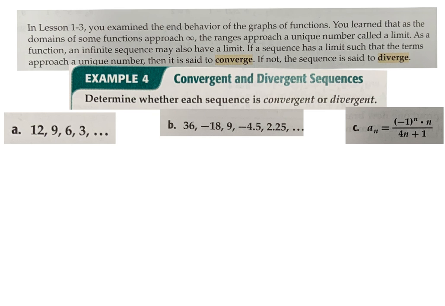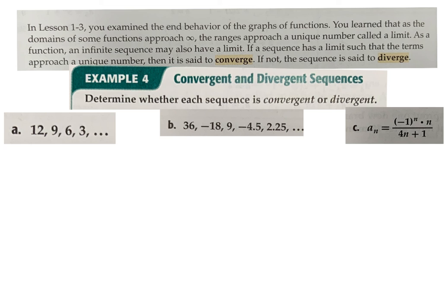So we talked about end behavior of functions in chapter 1, actually. And what we found is that sometimes functions go on indefinitely, infinitely, and sometimes they will go towards a specific number, all right? And so the term here that we're looking for, if a sequence has a limit such that the terms approach a unique number, then that is said to converge. If the sequence does not approach a specific number, then it diverges, all right?